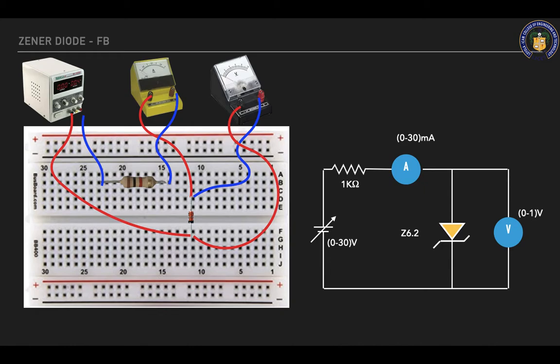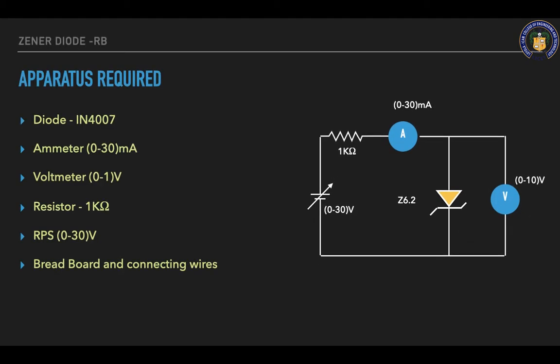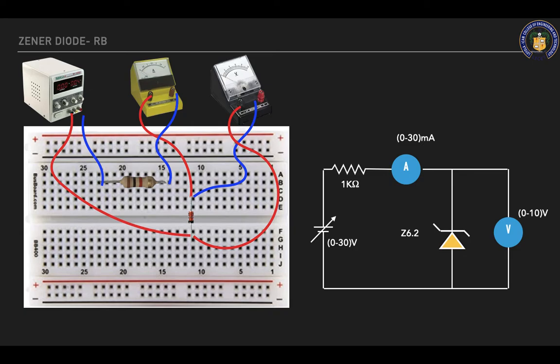If I am saying reverse bias, it is nothing but I have to change my voltmeter to 0 to 10, change the Zener diode position. So here I'm going to change 0 to 10. The Zener diode position is changed like this. Okay. So instead of the earlier position, I'm changing it so that cathode will be supplied with the positive supply and anode will be with the negative supply. We will see the same thing in the coming video.